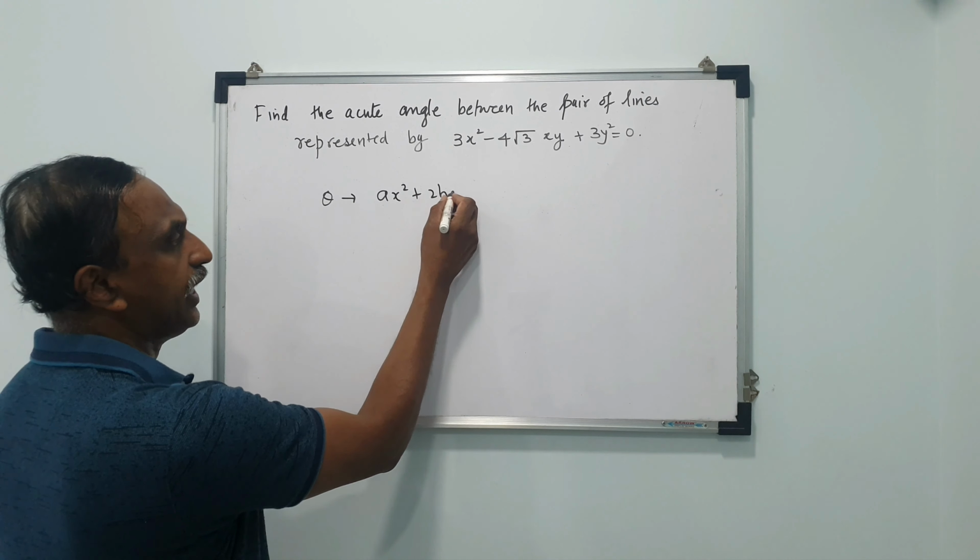And you know that tan 30 gives you 1 by root 3. So the angle is 30 degrees. So the angle between the pair of lines is 30 degrees. Every time you may not get the perfect value.